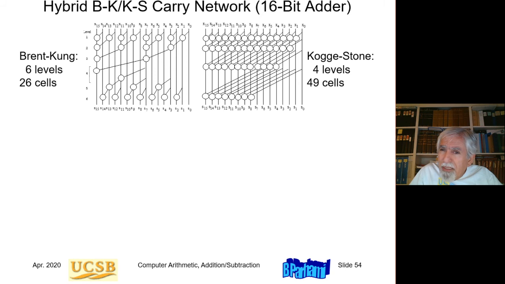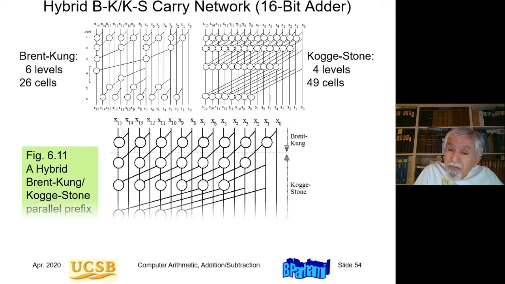So to compare these two, it's 6 levels versus 4 levels. Kogge-Stone is faster by 2 levels. And 26 cells versus 49 cells. And I'm not comparing the wiring. Okay, the wiring is also denser for Kogge-Stone. Even ignoring the wiring, still the Kogge-Stone circuit is much more complicated.